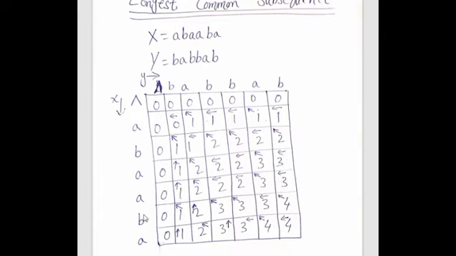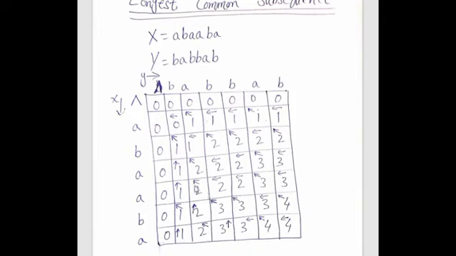Compare now the next row. Compare B with all the columns. B with B. So a match is found. Add 1 into the diagonal. Diagonal here is 0. 0 plus 1, 1. Compare B with A. So go one row back, one column back and take the maximum one, 2. B with B, a match is found. So add 1 into the diagonal, 2 plus 1, 3.